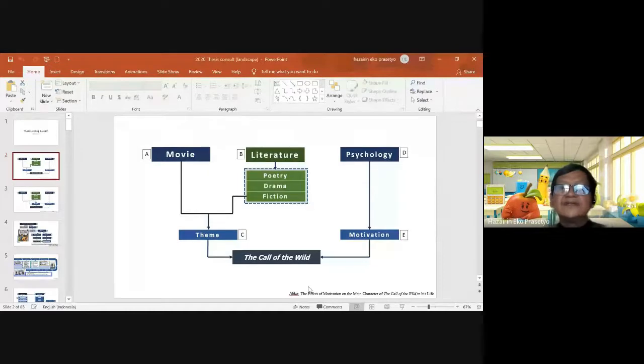Okay, I'm going to show you an example of students' work. This is an example, a movie. The movie is The Call of the Wild, right? So the general theory should be three: movie, literature, and psychology, right? Because the topic is the effect of motivation on the main character of The Call of the Wild. So motivation is part of psychology.